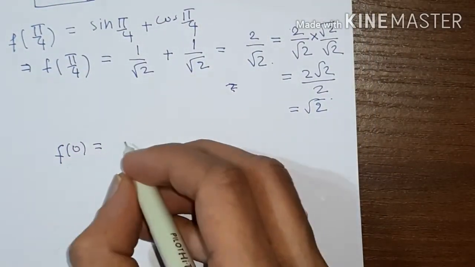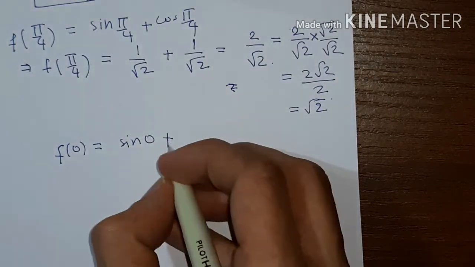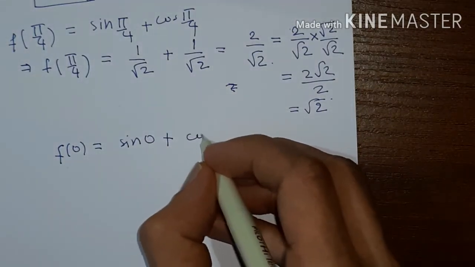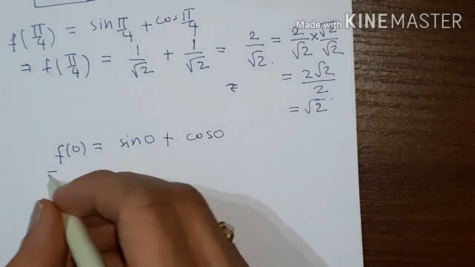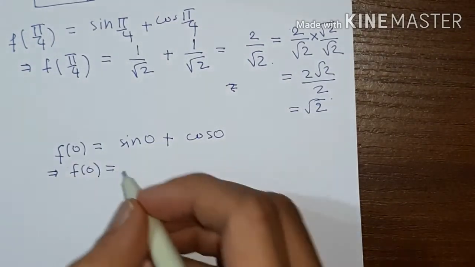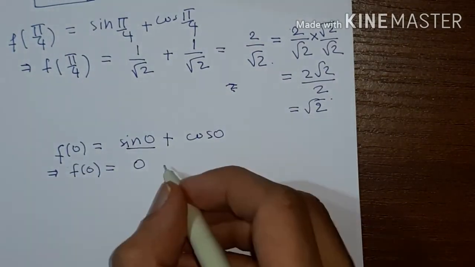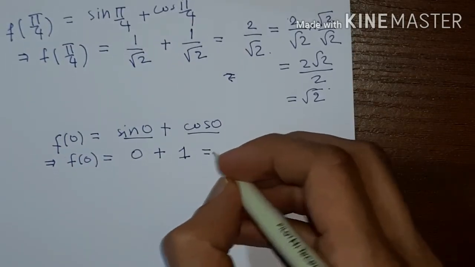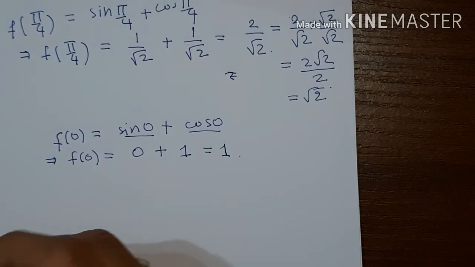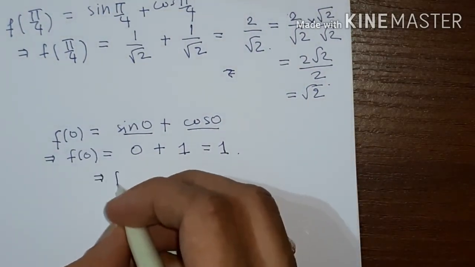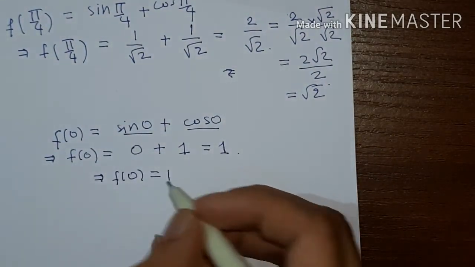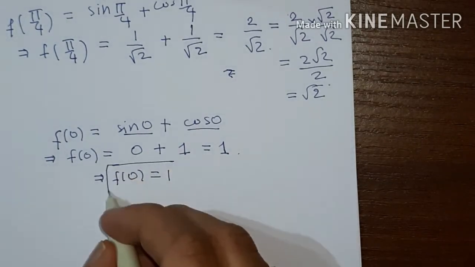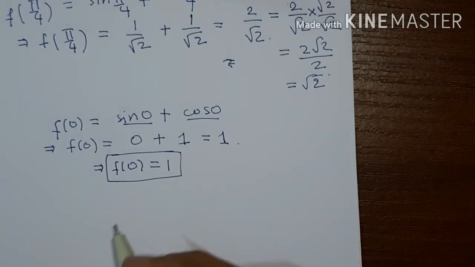So f of 0 will be what? Sine of 0 plus cos of 0, right? So f of 0 is sine of 0, which is 0, plus cos of 0, which is 1, and so that is 1. So f of 0 is 1. This is the second value, right?